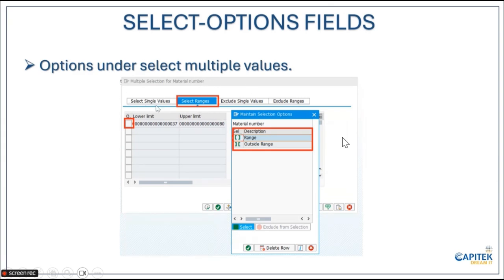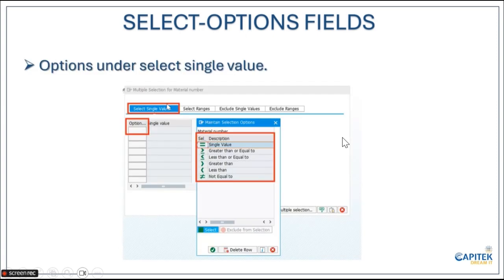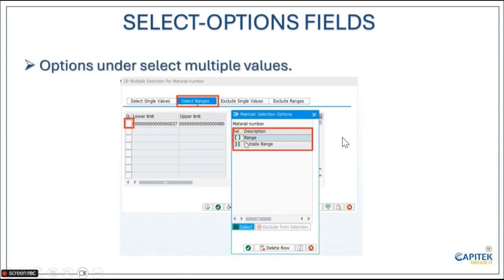We have seen select single values, where you can give as many single values as you want. We have seen select ranges, which means you have the lower limit and the upper limit. When you click on this red square box, it will open this pop-up window, where you can select if it is a range or outside the range. That's about select ranges.